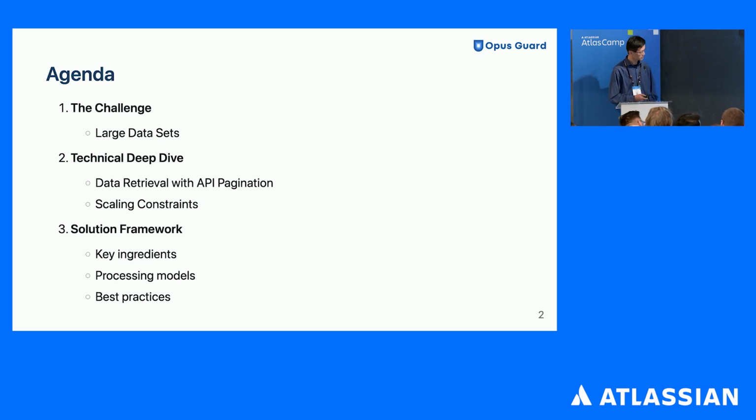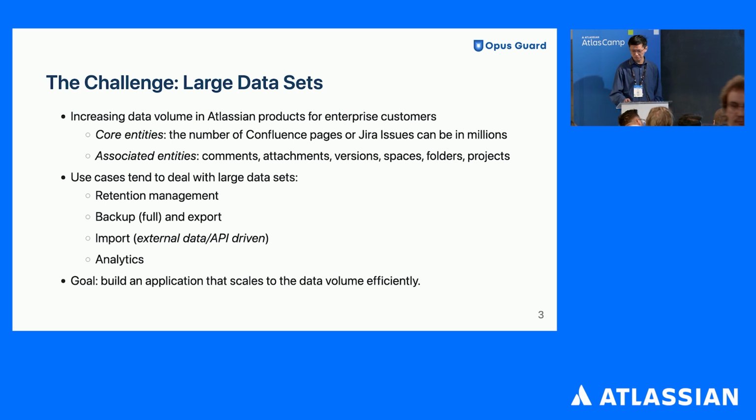Let's go through this. The first one, as I mentioned, the data set is getting bigger and bigger. Some customers could easily have millions of Jira issues. We all know how issues can come in through JSM and internal teamwork, and we are breaking down the issues. Confluence pages also grow for many customers as the internal knowledge base grows. Not to mention comments and attachments associated with those pages and issues. So the overall data volume is really growing and exploding.